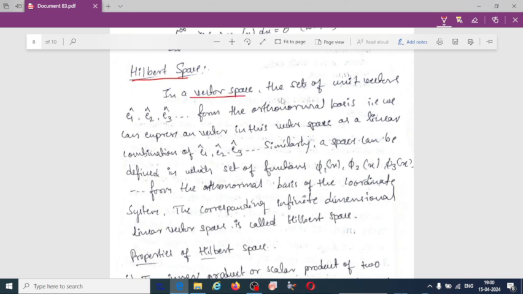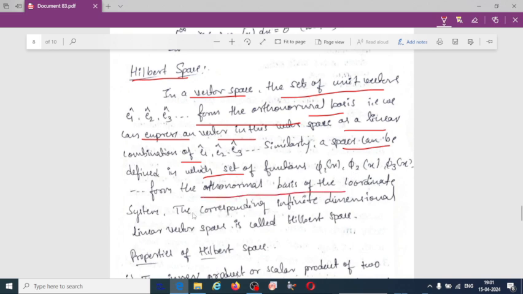In a vector space, the set of unit vectors, e1 cap, e2 cap, and so on, form the orthonormal basis. That is, we can express any vector in this vector space as a linear combination of all the unit vectors. Similarly, a space can be defined in which a set of functions phi 1, phi 2 and phi 3 of x form the orthonormal basis of the coordinate system. The corresponding infinite dimensional linear vector space is called Hilbert space.